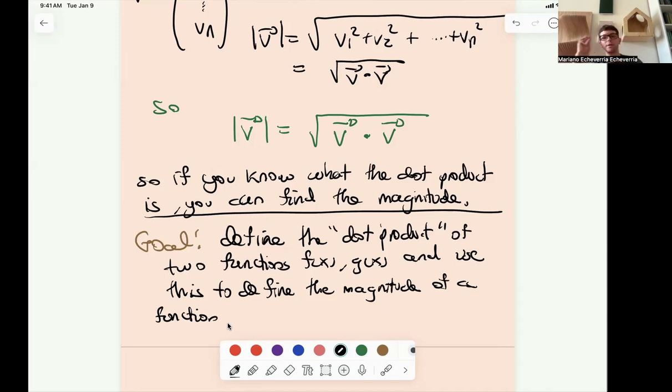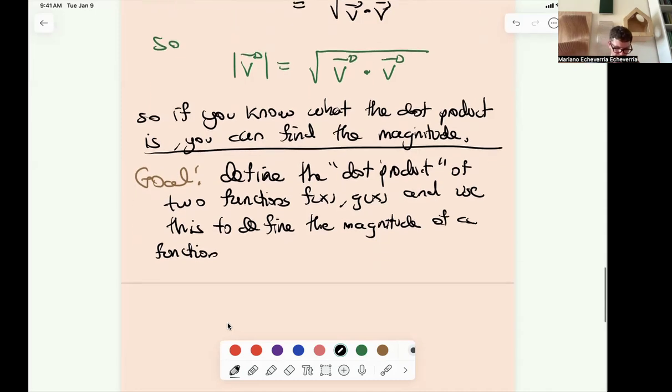Okay, and the formula is the most straightforward generalization of the dot product that you could imagine. So let me write it right away, and then I'll start doing some examples and other things. But what is the formula?